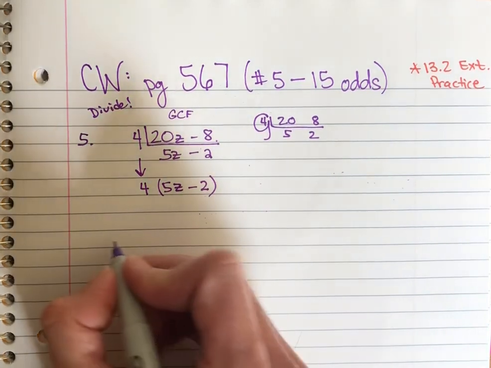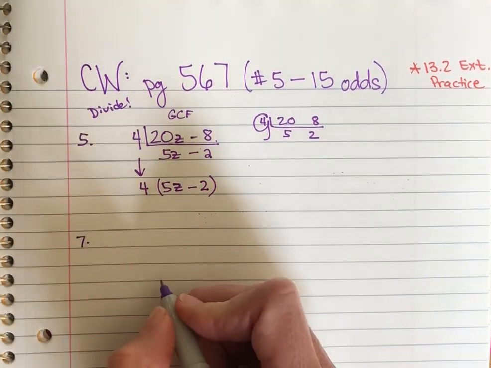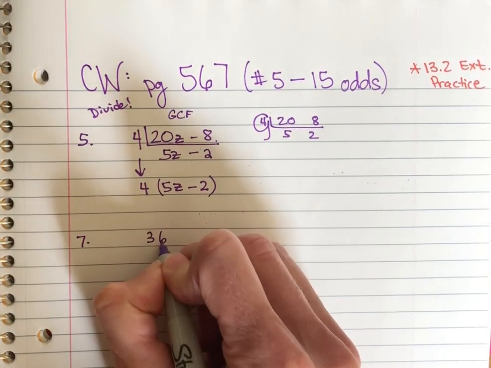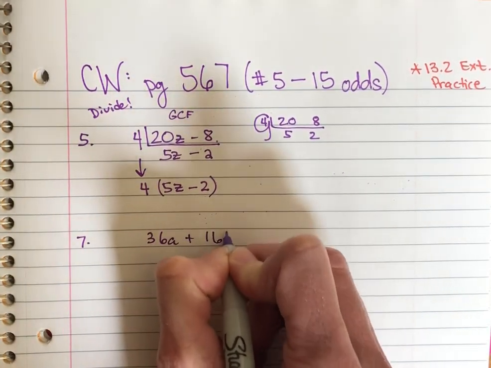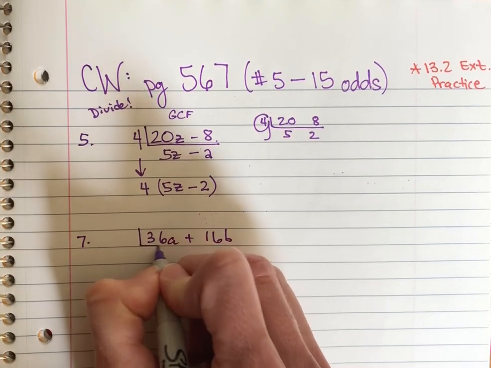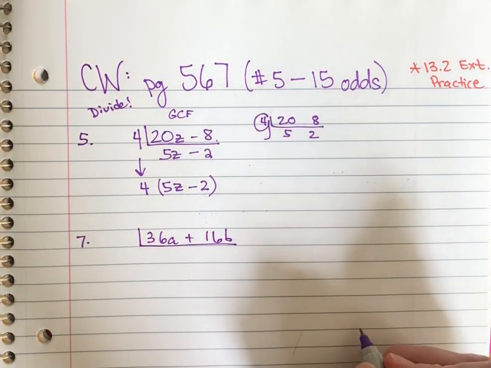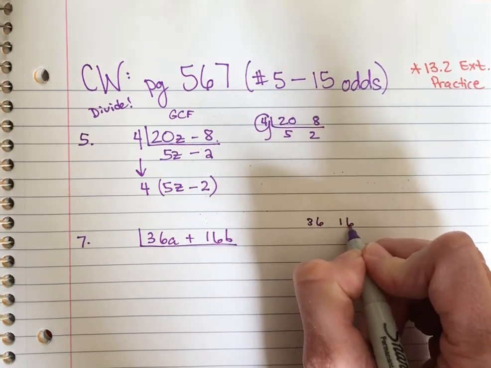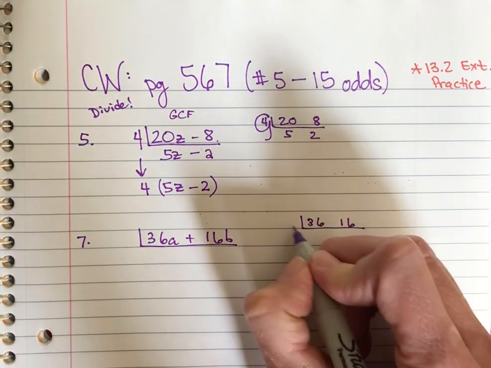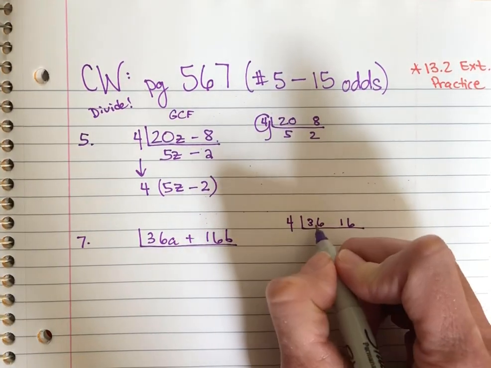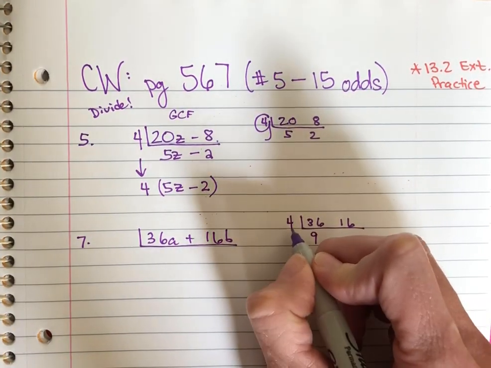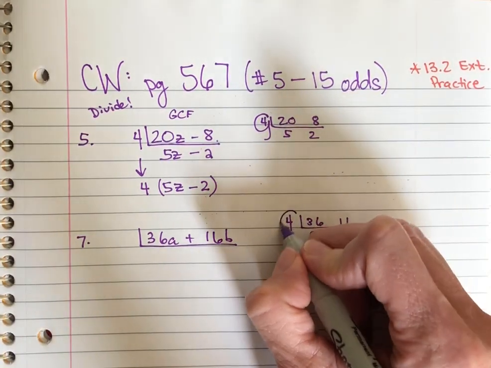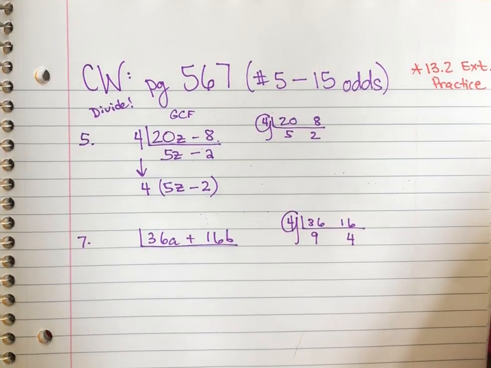Number 7. Number 7 is 36a plus 16b, and we have to use the greatest common factor. So if you're not sure, you can do 36 and 16. I know that 4 goes into both of these. 4 goes into 36 9 times. 4 goes into 16 4 times. Again, there's no more common factors, meaning 4 is the GCF.